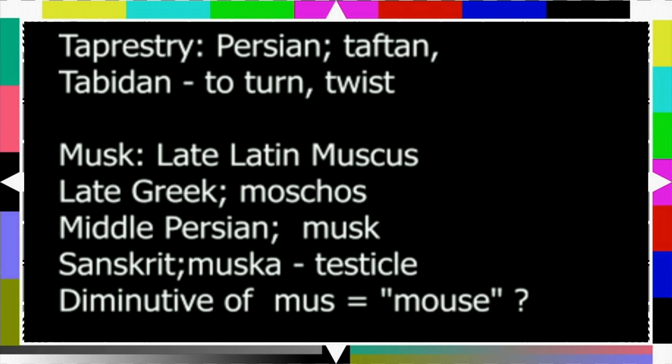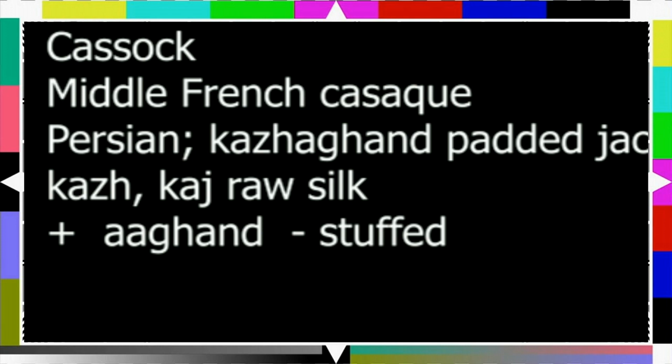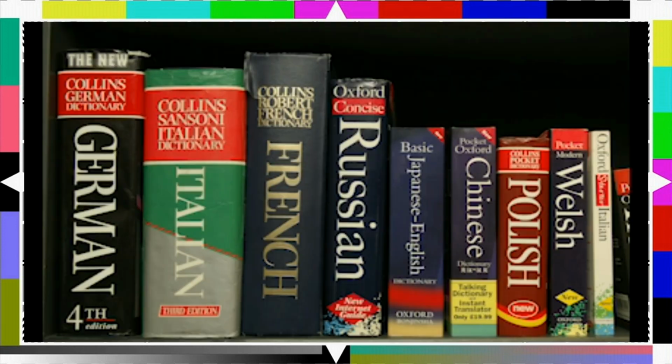Musk has a nice story. Late Latin muscus, from Persian musk, from muska in Sanskrit meaning testicle, possibly diminutive of mus, mouse. So there were your little mice. Cassock we've already seen, meaning the long garment worn by priests was in fact a padded jacket in Persian. Kaj is raw silk plus arand, stuffed with raw silk. Kajagan. Caviar isn't Russian, it's Persian.